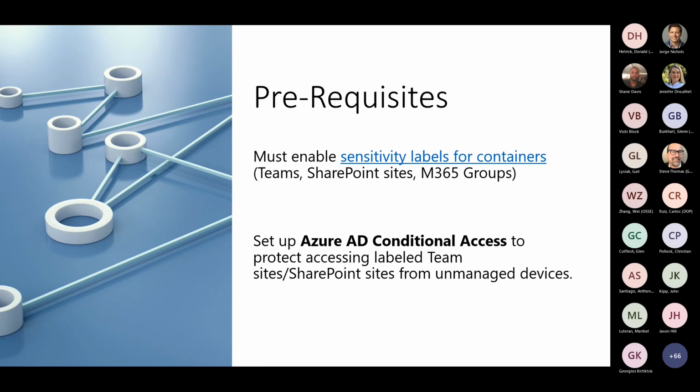So how do you get started? These are some of the prereqs. There's only two of them. First, you need to enable sensitivity labels for containers. Very simple, easy to do, a simple PowerShell command. And second, you need to configure a conditional access policy that restricts access to the labeled team site for unmanaged devices.